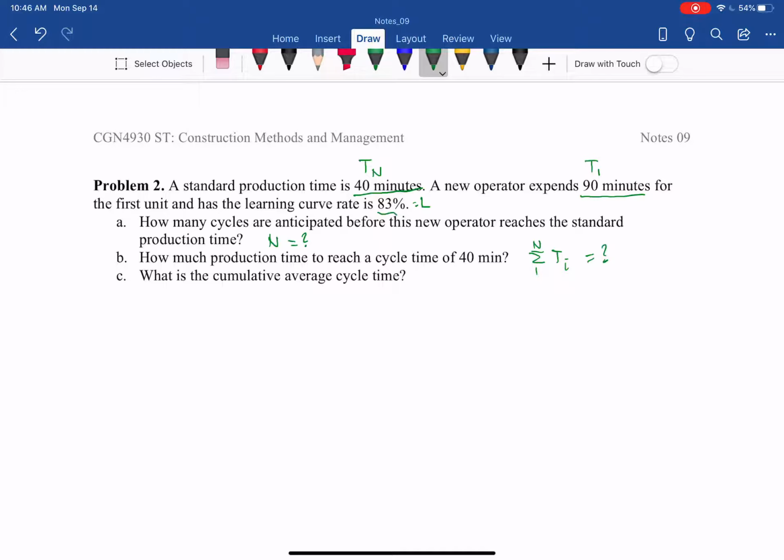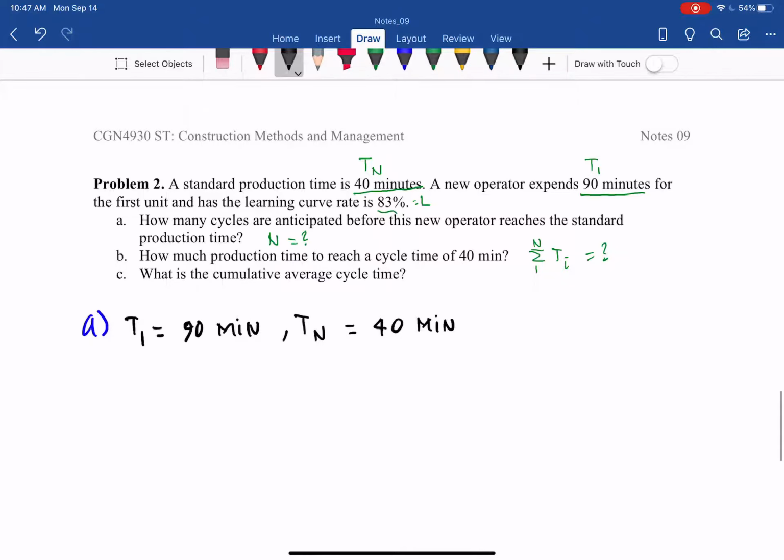And then what is the cumulative average cycle time? Basically the average of the time for the first N units. So let's do one at a time. The first is A, how many cycles are anticipated. From the problem we have T1 equal to 90 minutes, and we have Tn equal to 40 minutes.